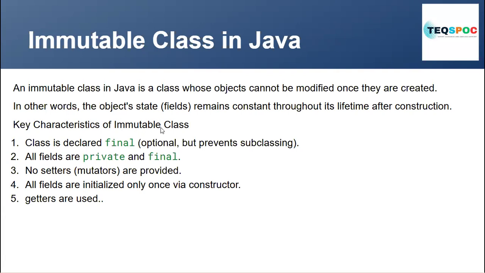The key characteristics of an immutable class: the class is declared final. While creating a class, we usually create a public class A or a default class, but here we will create public final class A, which means we are creating a final class. All the fields are private and final, meaning whatever variables we create, we make them private and final. We will not provide setters so that no one can set the value. We will only use getters to get the value, and all initialization is done with the help of a constructor. In this way we are creating an immutable class in Java.